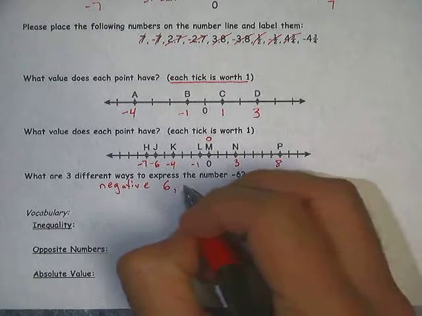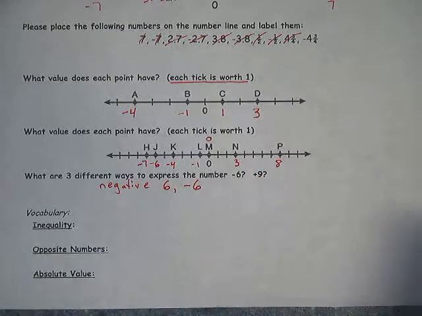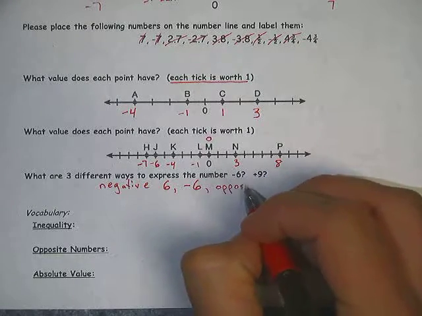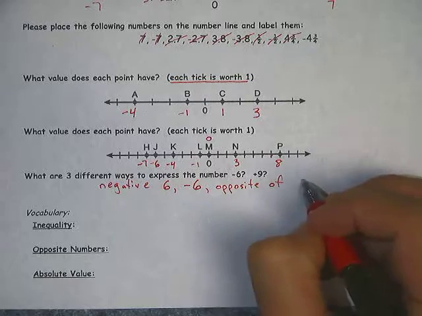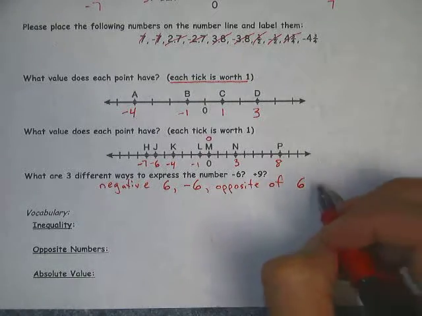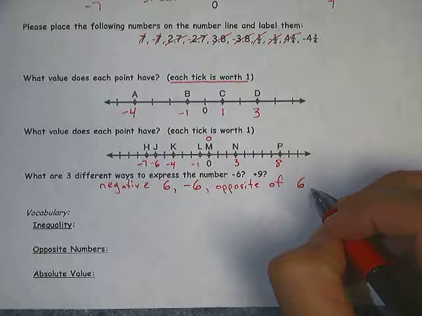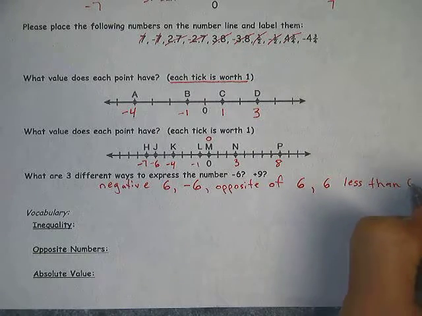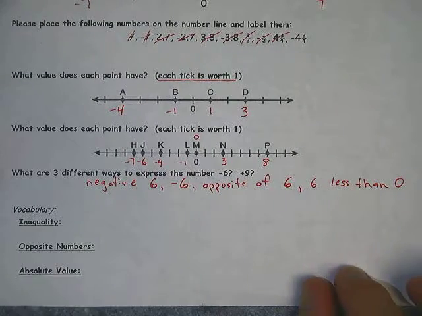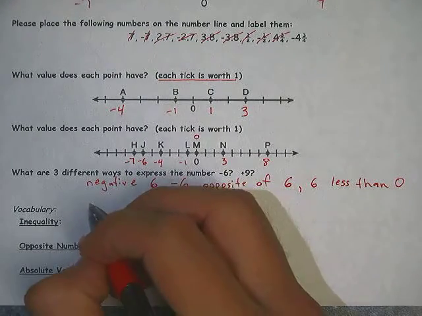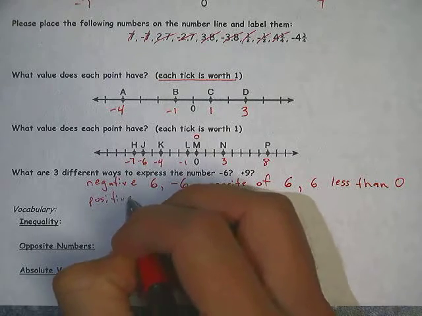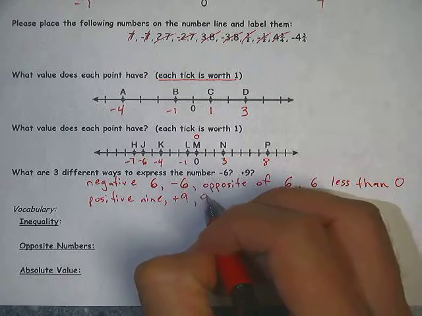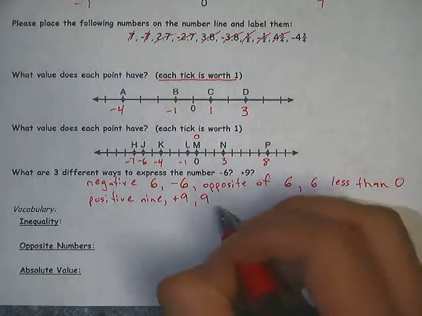Okay, what are 3 different ways to express the number -6 and +9? Okay, we could write this as just -6. We can write the number like that, -6. We could call this the opposite of 6. Now I know it says 3 different ways, but if we wanted to add a 4th, we could say 6 less than 0. So we really start comparing these numbers to 0.